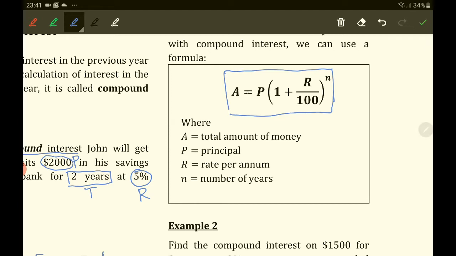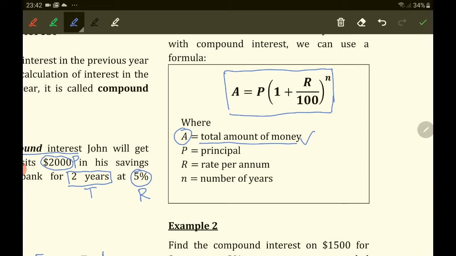So we're looking at A = P(1 + R/100)^n. A here is the total amount of money, not the interest. So we are going to find the total amount of money if you use this formula. If you want to find the interest later, you just need to subtract the principal from the total amount of money, and then you get the interest.